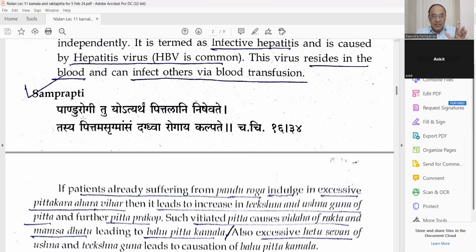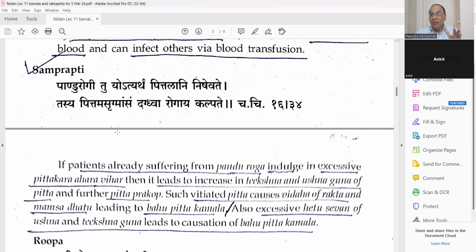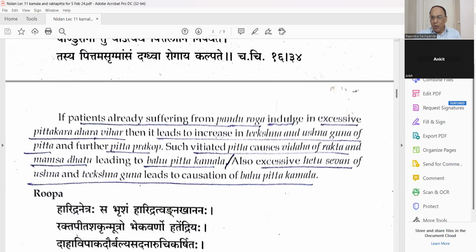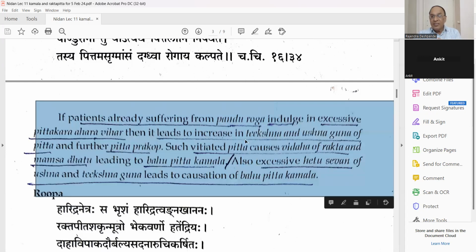That will cause tasya pitta asrug mausam dadva. Pitta will disturb the rakta dhatu and also the maus dhatu. Very interesting. Pittam asruk mausam dadva rogaya kalpate. If the patient is already suffering from pandu, anemia, then excessive intake of pittakar ahar vihar leads to an increase in tikshna and ushna guna. I am reading this particular discussion. Try to understand: tikshna and ushna guna of pitta, and further pitta prakopa will take place.